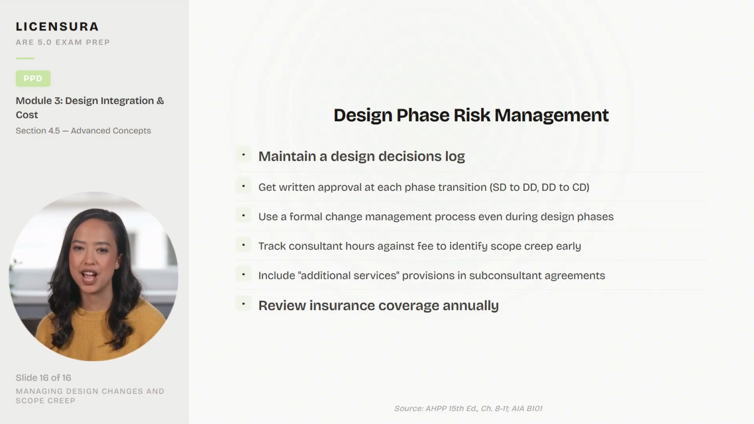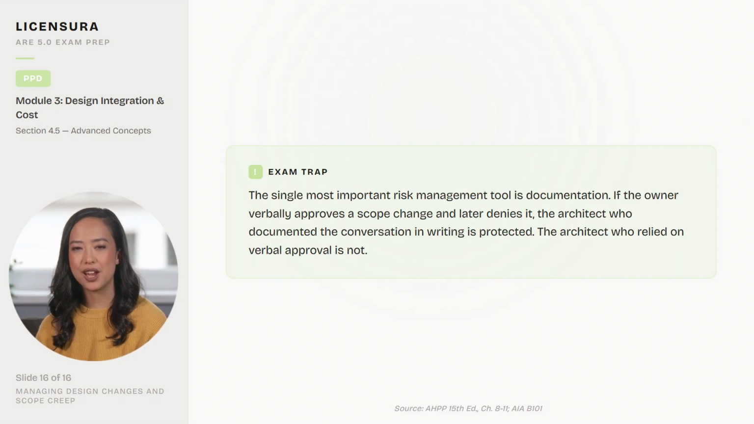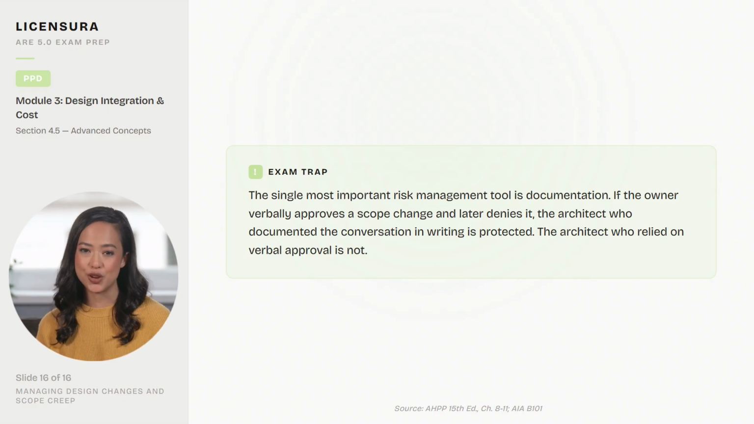The single most important tool is documentation. Verbal agreements without written records leave the architect unprotected. A critical warning. The single most important risk management tool is documentation. If the owner verbally approves a scope change and later denies it, the architect who documented the conversation in writing is protected. The architect who relied on verbal approval is not.